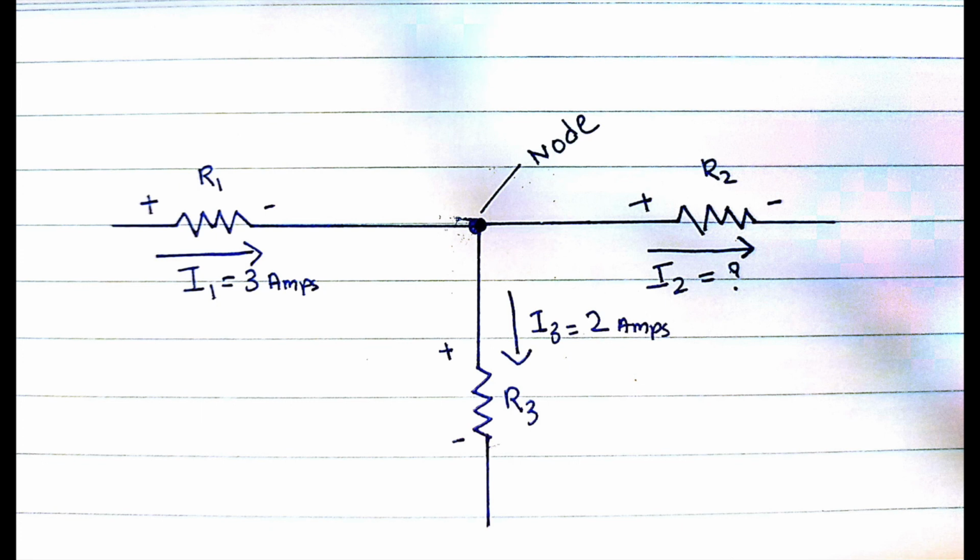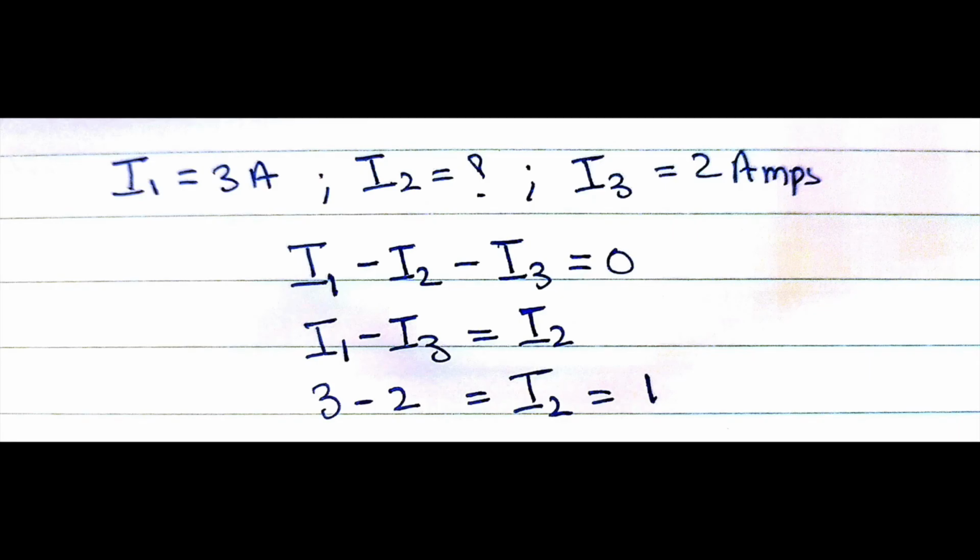KCL is a great analytical tool. We could easily find the current through one branch using KCL. So this is a simple circuit where we are about to find I2, which is the current passing through resistor 2. The most important thing to remember is the sign convention.